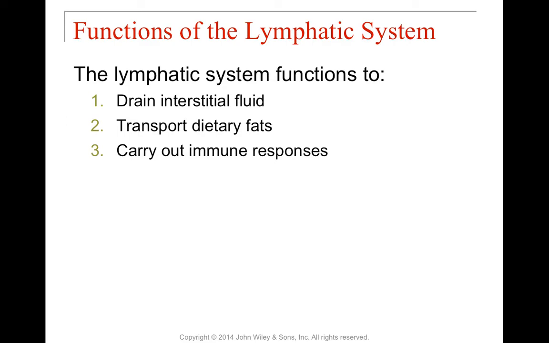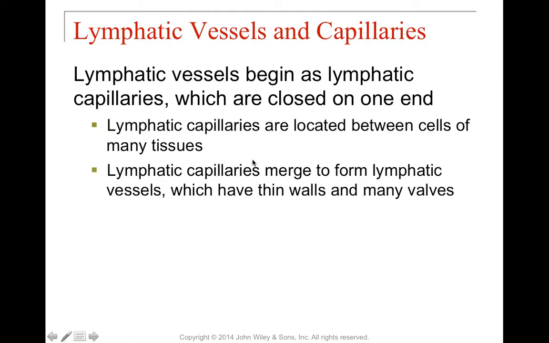And last but not least, the lymphatic system is going to carry out all of the immune responses in the body. So we'll talk about those three major functions in a bit, but first let's talk about the architecture. So as I mentioned, lymphatic vessels start with closed ends. They're located in between the cells of the tissues and in the area where the interstitial fluid is going to be, and they're going to start merging to make larger vessels.